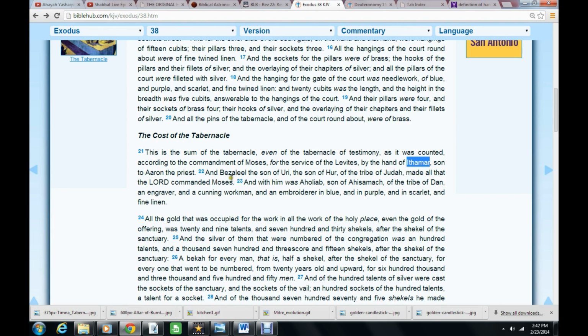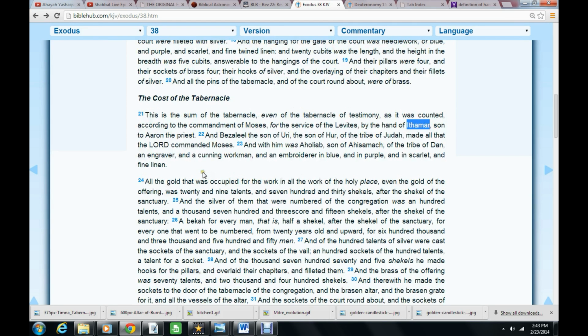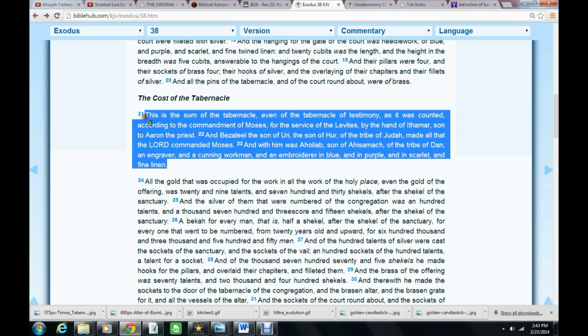And Bezalel, the son of Uri, the son of Hor, of the tribe of Judah, made all that the Most High commanded Moses. And with him was Aholiab, son of Ahisamach, of the tribe of Dan, an engraver, and a cunning workman, and an embroiderer in blue, and in purple, and in scarlet, and in fine linen. So these people are the ones making everything together.